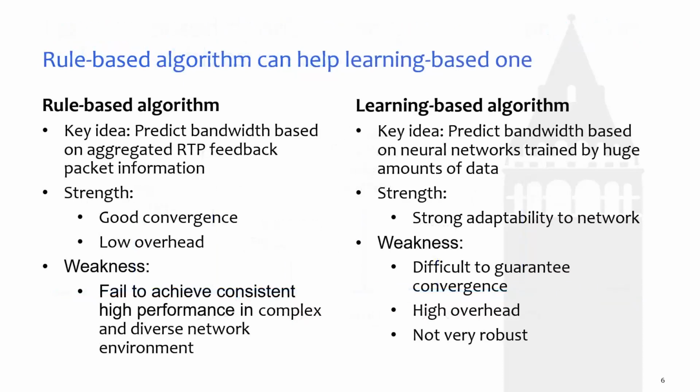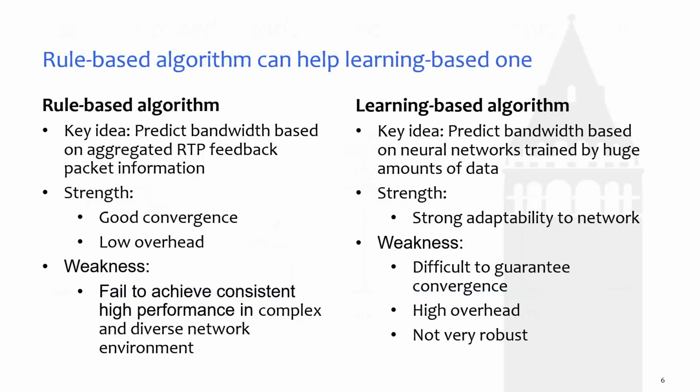In our work, we consider that rule-based algorithms can help learning-based ones. Rule-based algorithms predict bandwidth based on aggregated RTP feedback packet information. These algorithms tend to use elaborate state mechanisms and therefore have good convergence. Compared to learning-based algorithms, the overhead of state calculation is much lower. However, they fail to achieve consistently high performance in complex and diverse network environments.